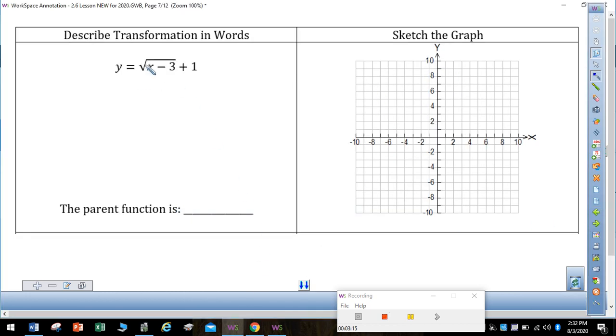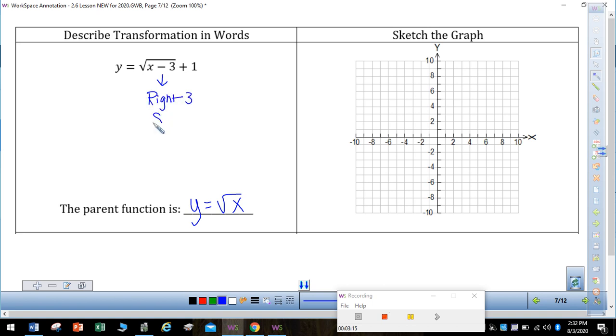All right, the next one involves a square root symbol. So this parent function is y equals square root x. That's another function from our library. Here we can see that it's subtracting 3 inside the square root, so that is going to move it to the right 3 spaces. And then it's adding 1 on the outside, so that's going to move it also up 1 space.